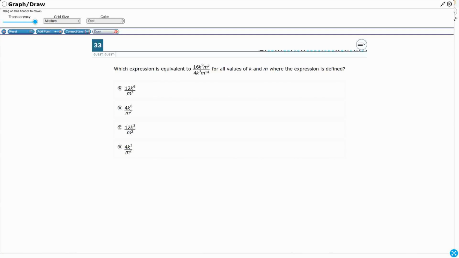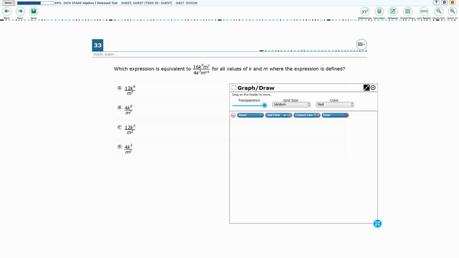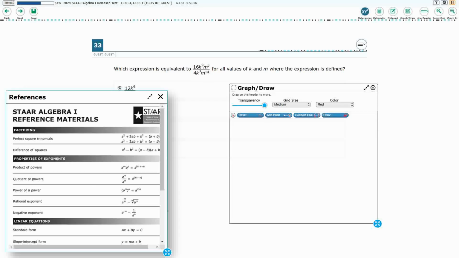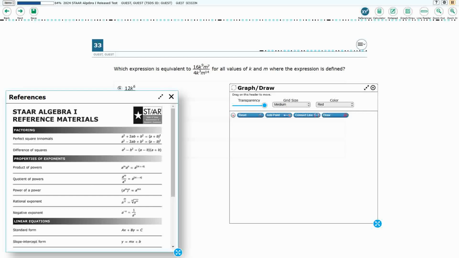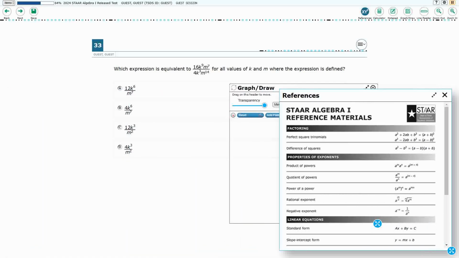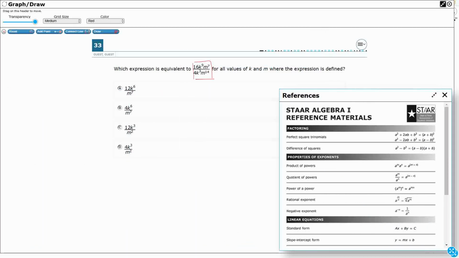All right, so we've got this expression, and all values of k and m are defined, and we need to simplify it to an equivalent expression. Well, this is something that we actually have in our reference materials, properties of exponents. And so let's use that as our guide here as we are working on this. Now, one thing that is going to help us is going to be separating this into like terms, right?